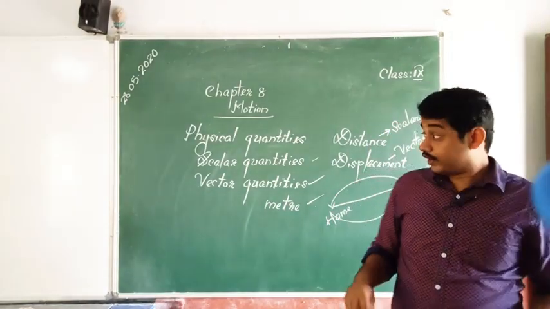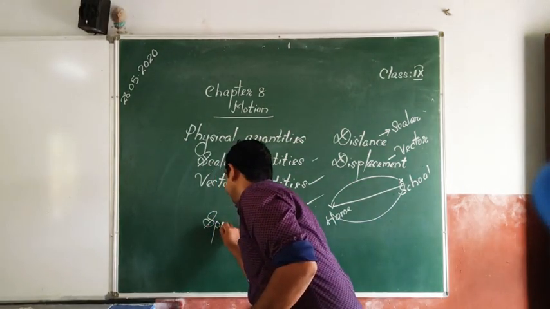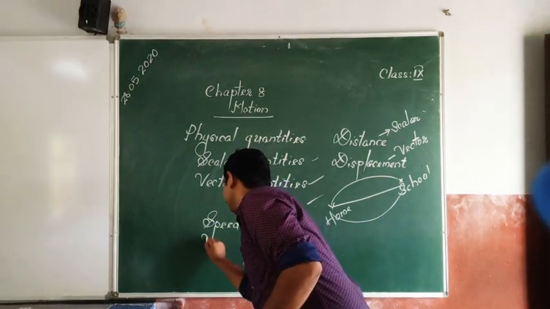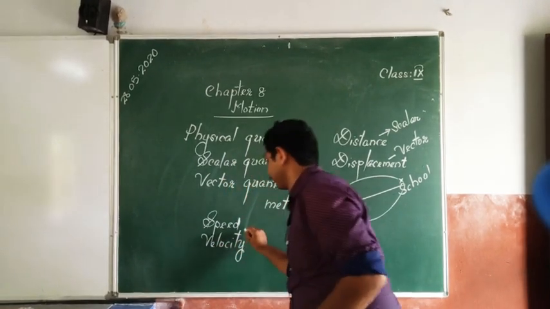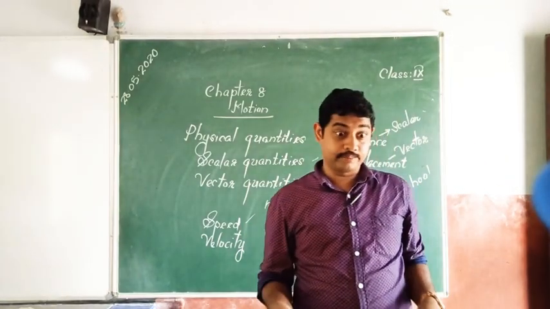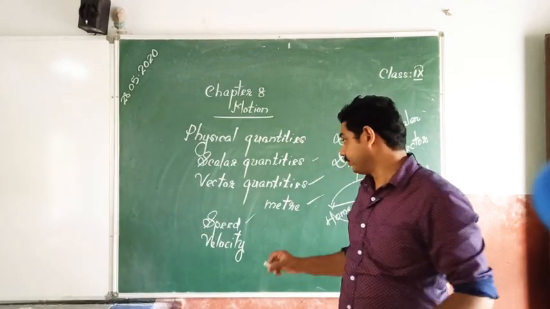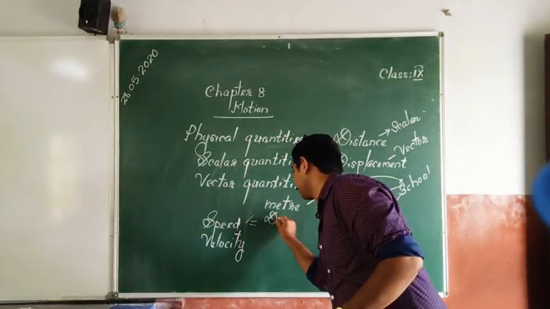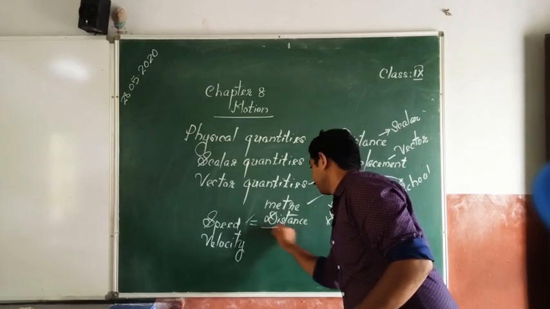Then speed and velocity, another two terms related to motion. What is speed? We have studied speed in 7th class: distance traveled by the object in unit time. Speed is equal to distance divided by time.